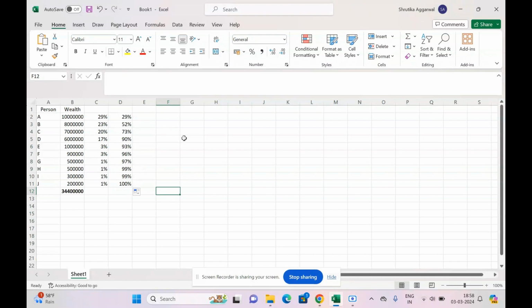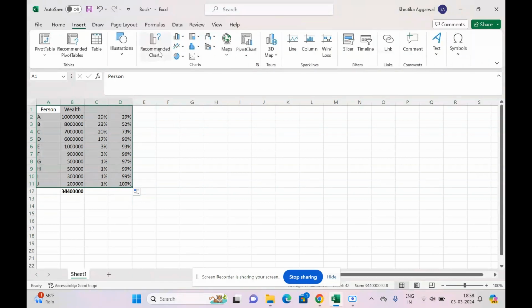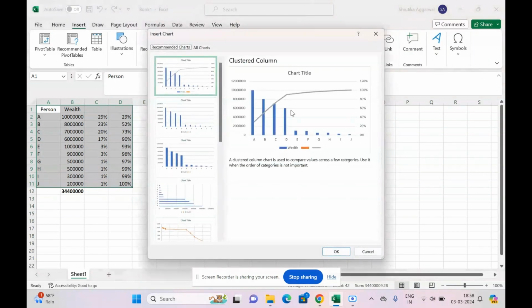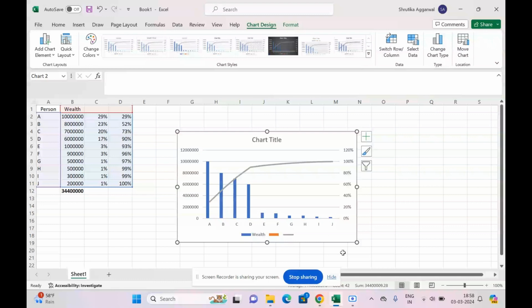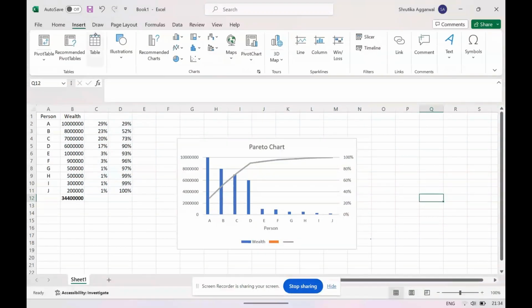Now let's build a chart. I select this data. I go to insert. I go to recommended charts. It already gives me a Pareto chart as recommended. Now what I did was I changed 120% to 100% just to make my chart look a bit neater.